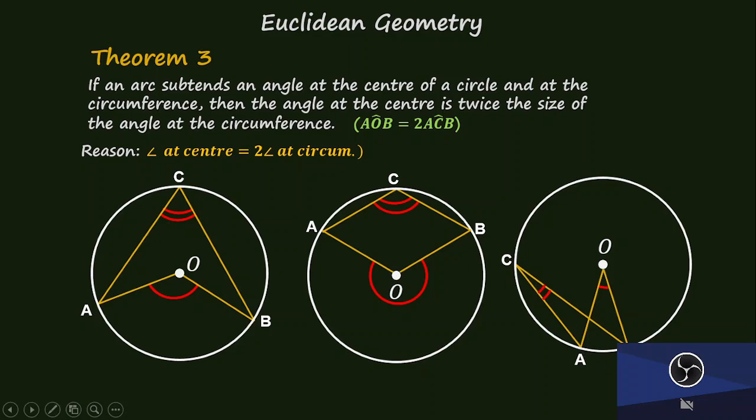I have the arc AB, which subtends that angle, and then it subtends that angle. So if this is 40, this will be 80. If this is 10, this will be 20 degrees. If this is 40 degrees, that will be 80 degrees. The angle at center is 2 times the angle at the circumference.